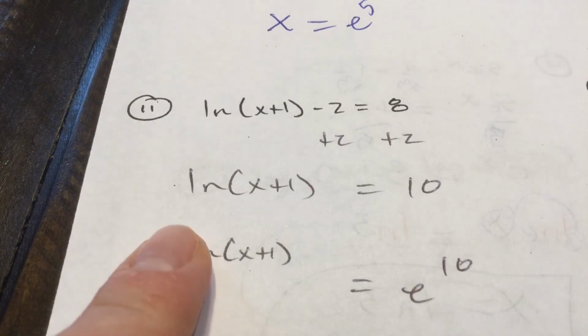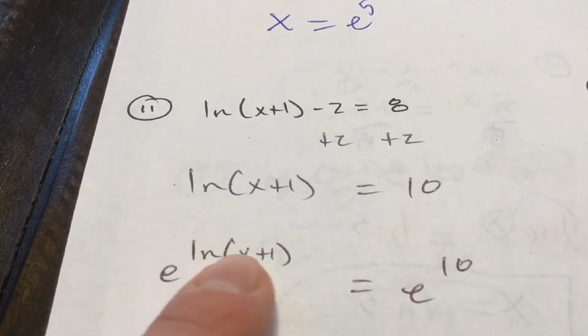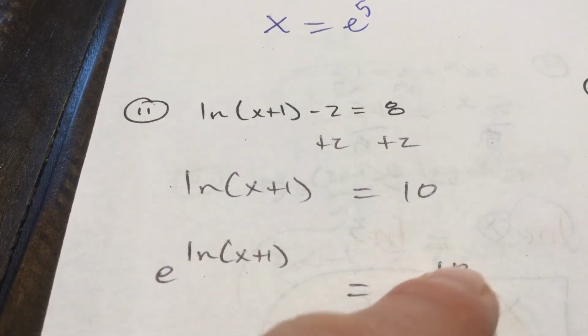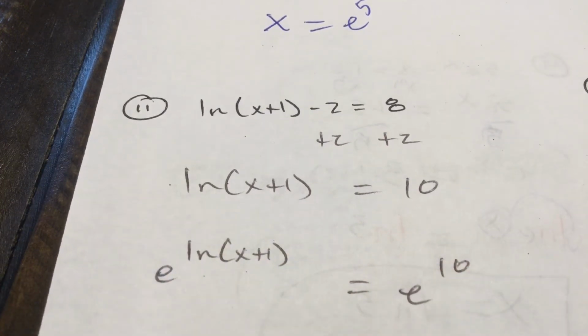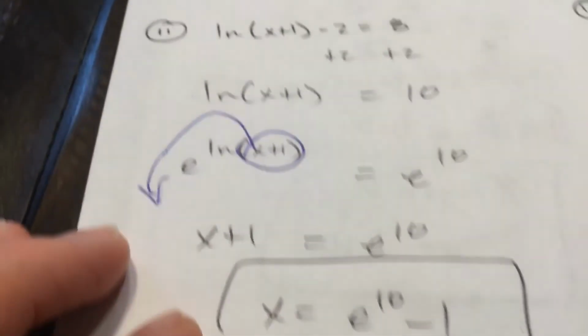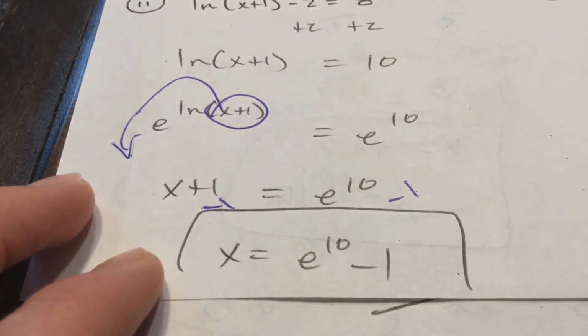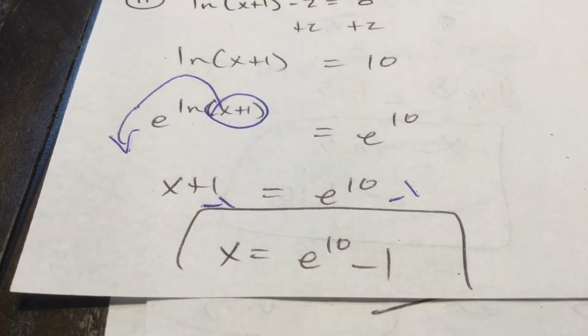So now what I can do is attach e as the base. e to the natural log of x plus 1 equals e to the 10th. Again, it's like if I have 3 equals 3, then 2 to the 3rd is still equal to 2 to the 3rd if I attach the same base. Okay, so what's going to happen here is this is going to come on down. I have x plus 1 equals e to the 10th. And then I'm just going to subtract 1 from both sides. That's my answer, e to the 10th minus 1.